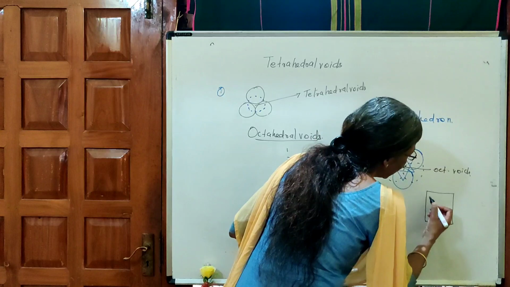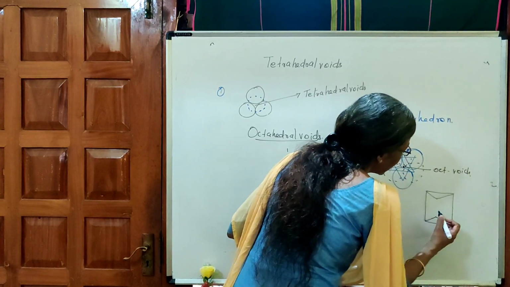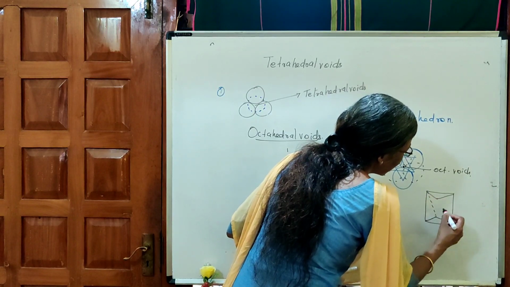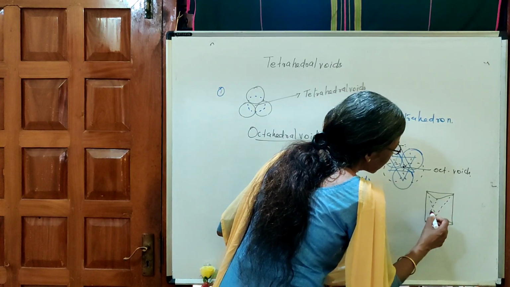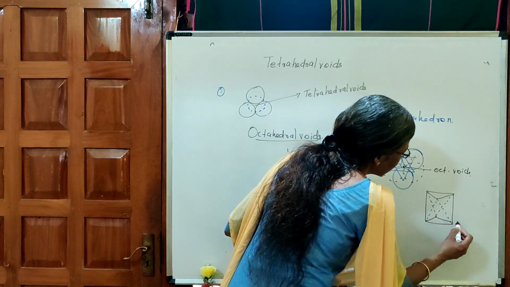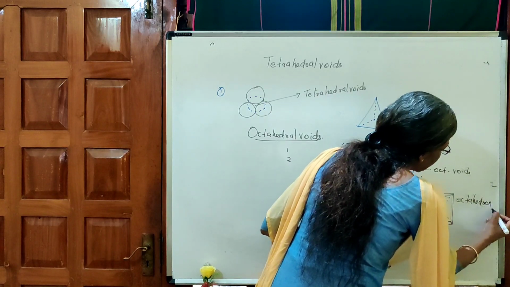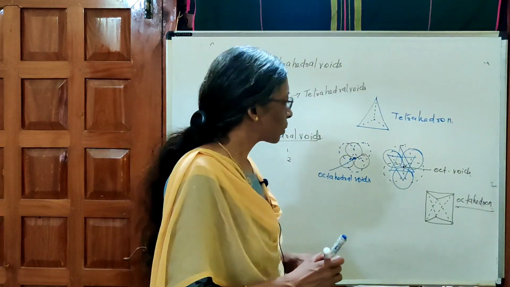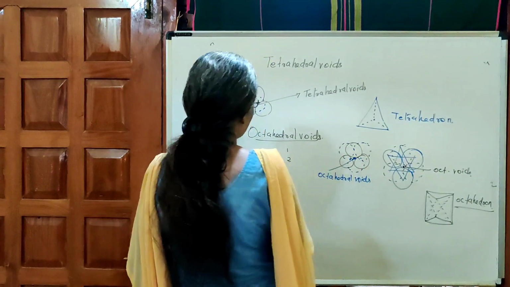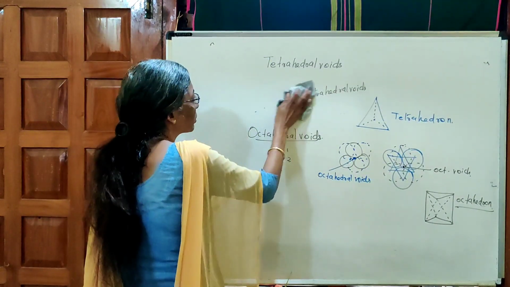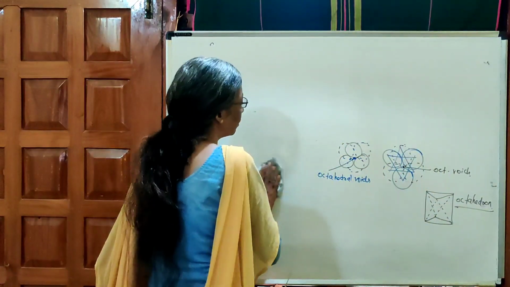Okay, if you want to draw this, we can draw it like this. Here one triangular shape, here also one triangular shape, and we connect this one and this one. It's 3-dimensional, so it's a little difficult to draw exactly. So this is an octahedron. Whenever we see close packing in 3 dimensions, different types of voids are there. One is octahedral voids, second is tetrahedral voids.